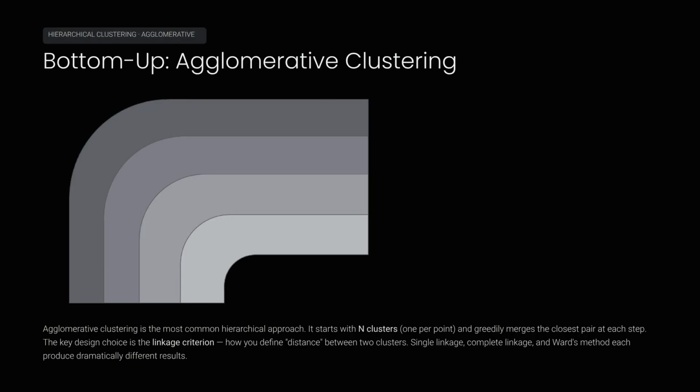Agglomerative clustering is the most common hierarchical approach. It's a bottom-up process starting with n clusters, one for each point. It greedily merges the closest pair at each step, forming a tree. The crucial choice here is the linkage criterion, which defines how distance is measured between 2 clusters.